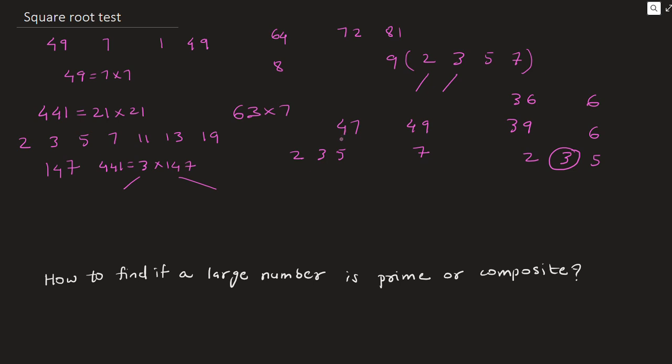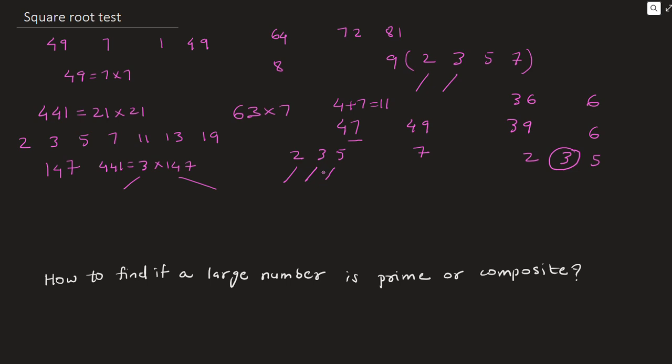I again take the case of 47. The digit in the units place is odd, so it is not divisible by 2. The sum of digits is 4 plus 7 equals 11, which is not divisible by 3. So 47 is not divisible by 3. The digit in the units place is not 5 or 0, so 47 is not divisible by 5. So it is not divisible by 2, 3 or 5.